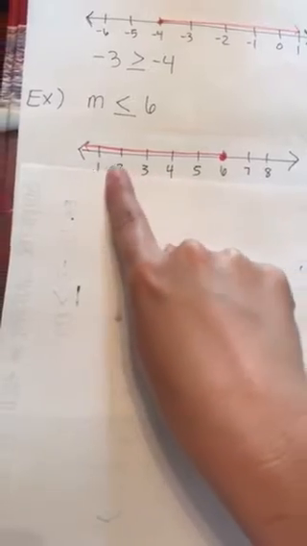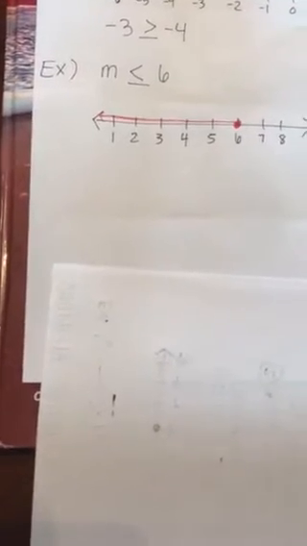M is less than or equal to 6. So that means our solution can be 6 because there's that line underneath, or it could be anything to the left because left is less. So 5, 4, 3, 2, 1, even a negative number, that will all work to replace M. So I'm going to choose 2. 2 is less than or equal to 6. That can work. But any number to the left of 6 would work.